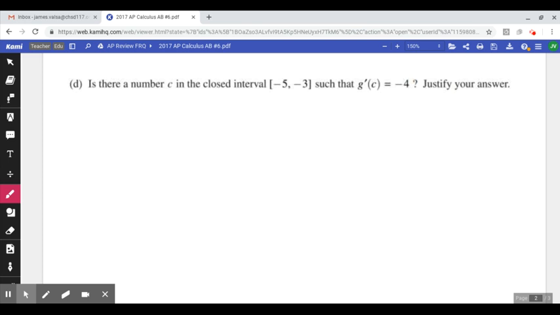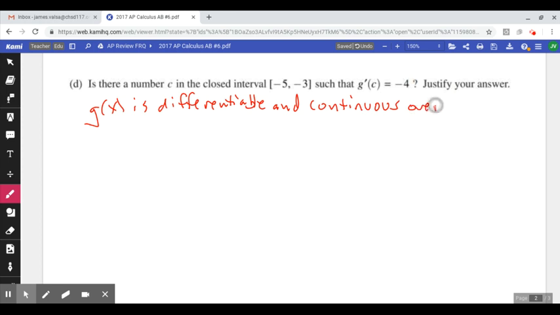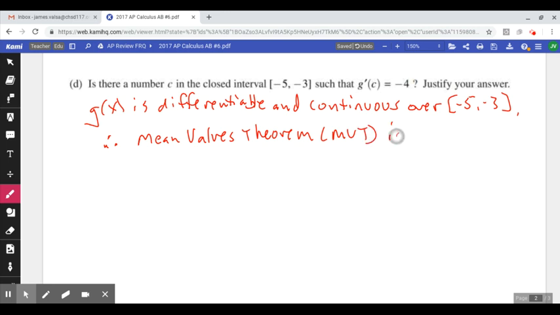To use the mean value theorem, we want to first state that g of x is differentiable and continuous, and differentiability implies continuity. So kind of restating something, I guess, here that you don't technically have to, but g of x is differentiable and continuous over negative 5 to negative 3. Therefore, the mean value theorem, which you can abbreviate as MVT, so I'll write that in parentheses here, is applicable.